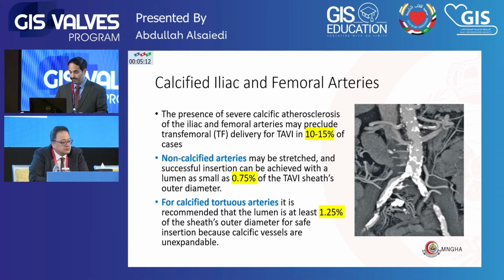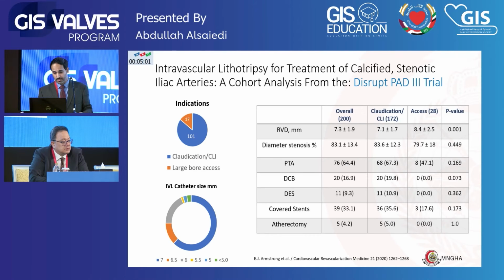Having said that, the best modality nowadays is lithotripsy, but do we have any data on using lithotripsy for facilitating access prior to TAVR? So we have two important registries. The first one is a cohort analysis from the Disrupt PAD III trial, done in more than 1,500 patients. But when you look at the iliac subgroup analysis, there were around 118 patients and 200 lesions. The main indications for using IVL in iliac arteries were claudication and treatment of symptomatic peripheral artery disease. And few of them had an indication for large bore access.